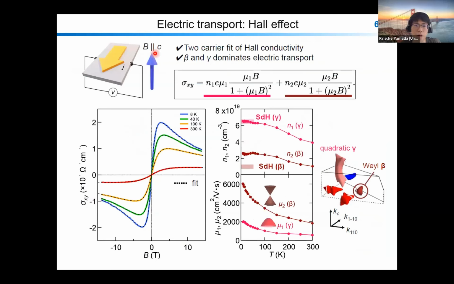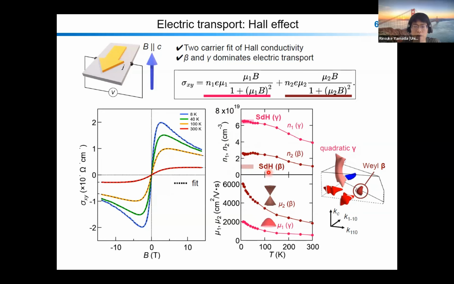Let me start with the result on electrical transport, that is, the Hall effect. Here I show the Hall conductivity at different temperatures. We fitted this field dependence of the Hall conductivity using the two-carrier model, assuming two Hall pockets. The extracted parameters are shown on the right.